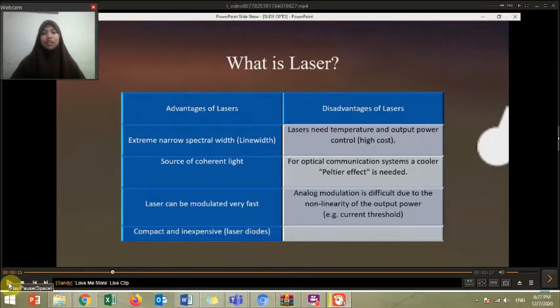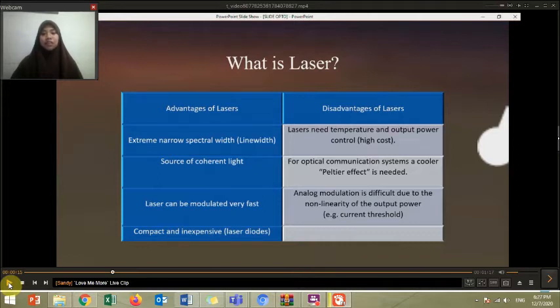So here I stated the advantages and also the disadvantages of laser. For the advantages, first we have the extremely narrow spectral width or line width. Second is a source of coherent light. Third, laser can be modulated very finely, and the last one is that the laser diode is inexpensive.